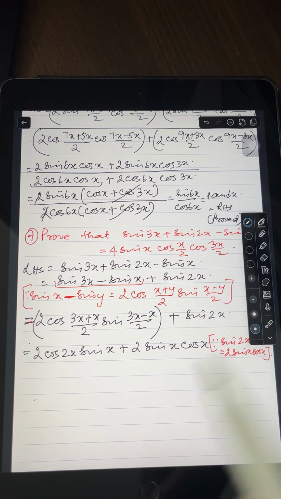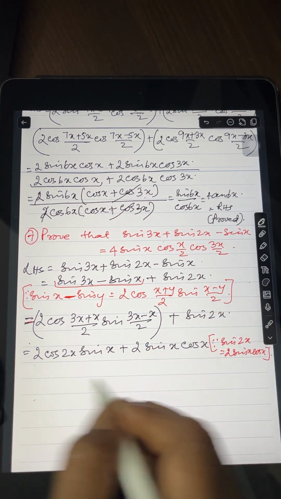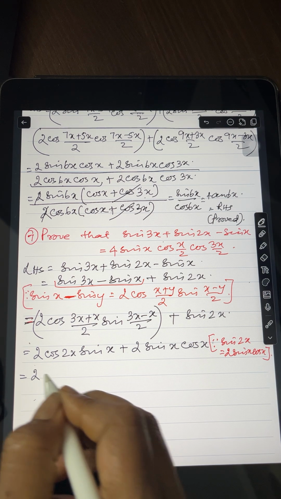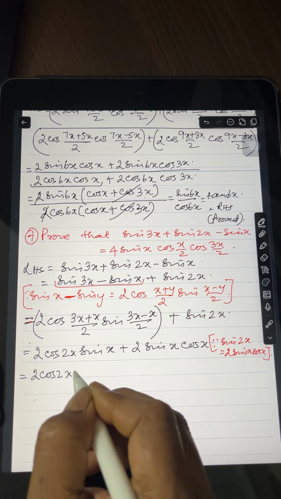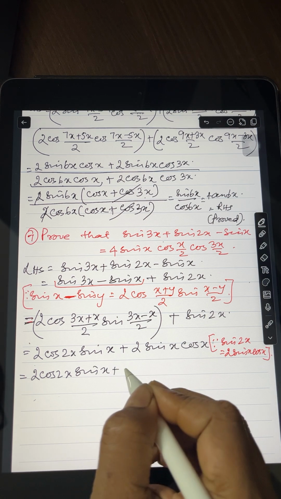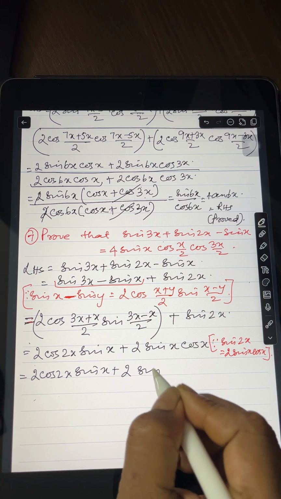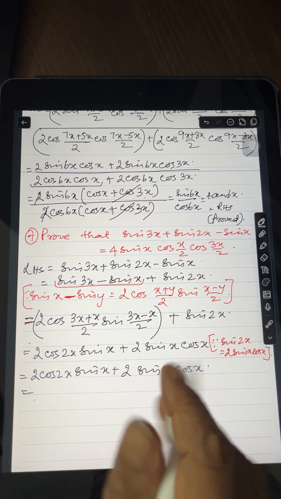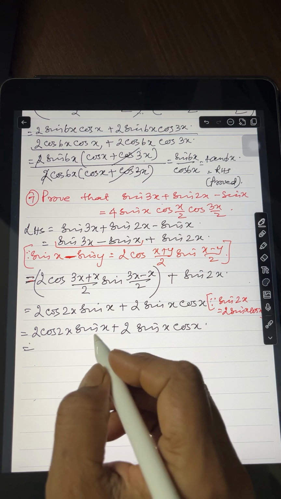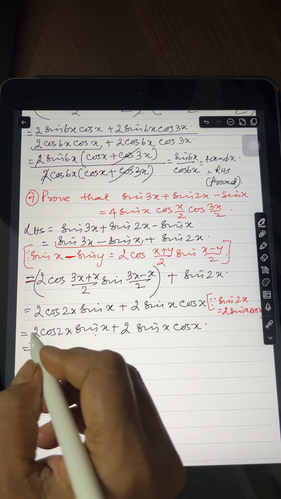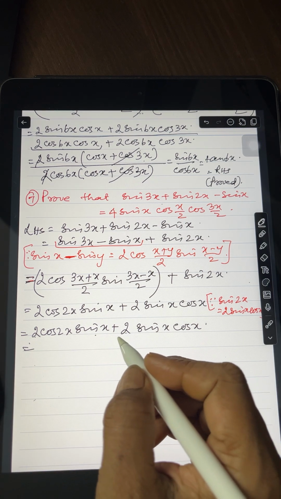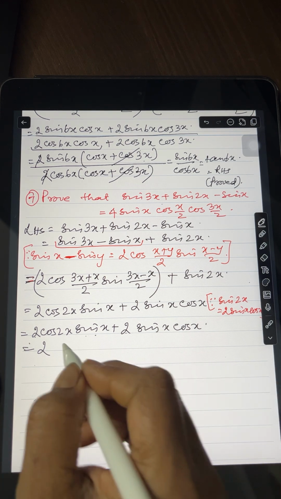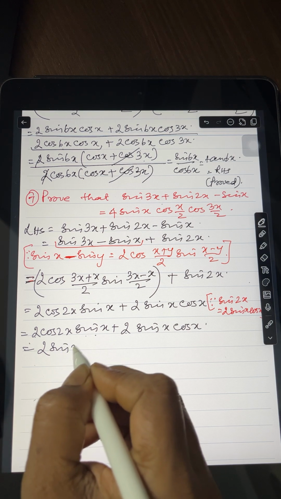Now what you will have to do is just simplify. So 2 cos 2x sin x plus 2 sin x cos x. Actually, this step is not required. The same thing I have written. It's not required anyways. Now you see what is common. You have 2 here also, here also you have 2. So you can take 2 as common. Here sin x is there, here also you have sin x. So you can take sin x common.